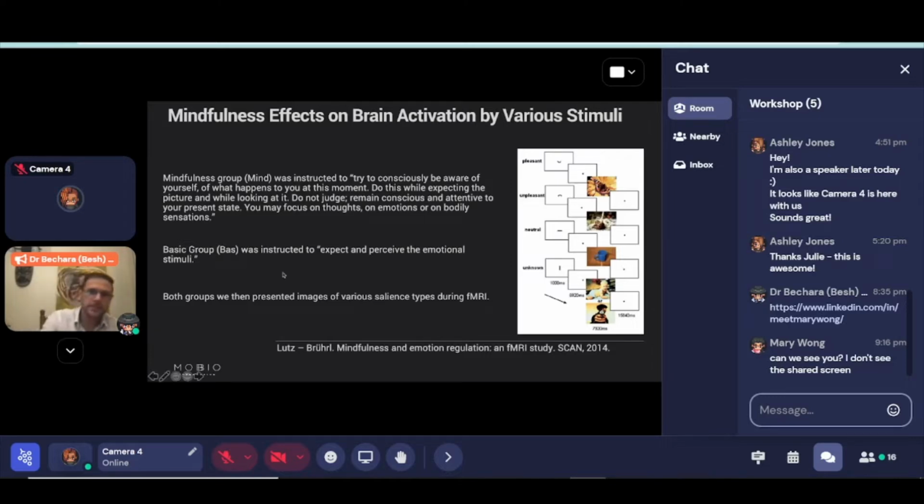So in one case, they're specifically told to expect and perceive emotional stimuli. They're told that they're emotional stimuli. In the other case, they're not told that it's emotional stimuli. They're just told that there's a picture, but they are instructed they can focus on thoughts or emotions or on bodily sensations. So there's some reference to emotion here.